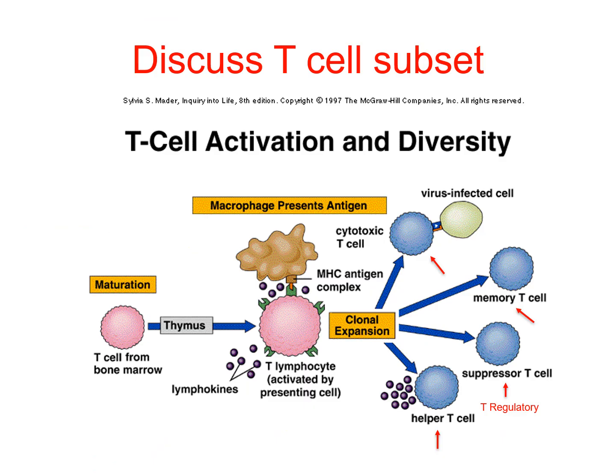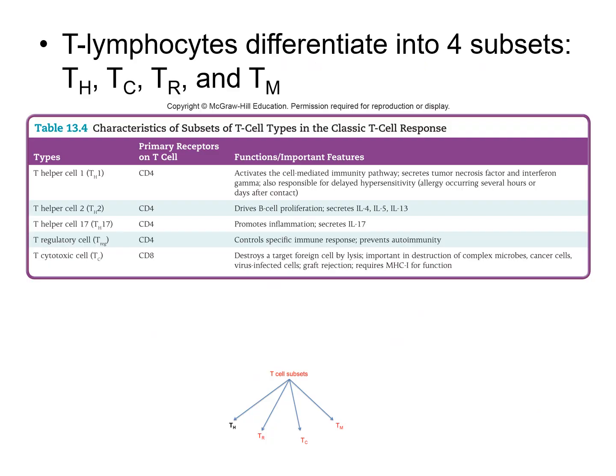We will now discuss different T cell subsets. If you look at the image, we have a T cytotoxic, we have a T memory, a T suppressor, or it can be called a regulatory, and we have the T helper. All of these types we will discuss, and they are created through clonal expansion, where you expand from one type of T lymphocyte to the different subtypes.